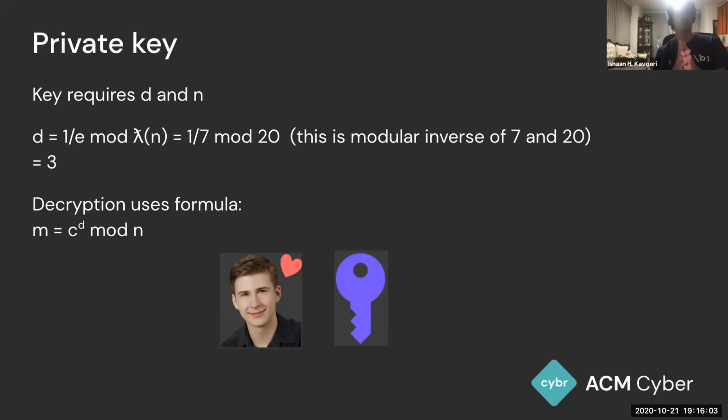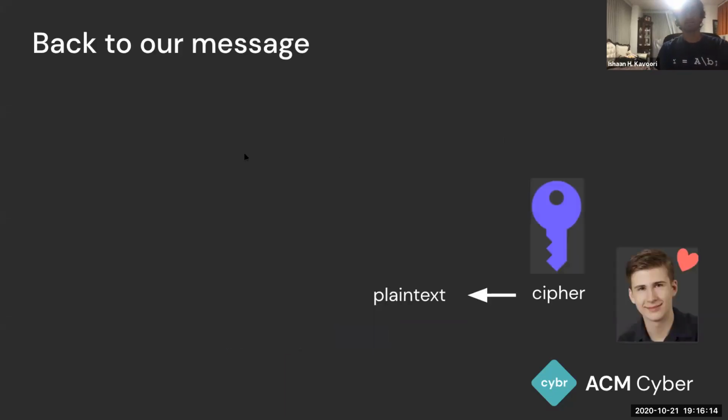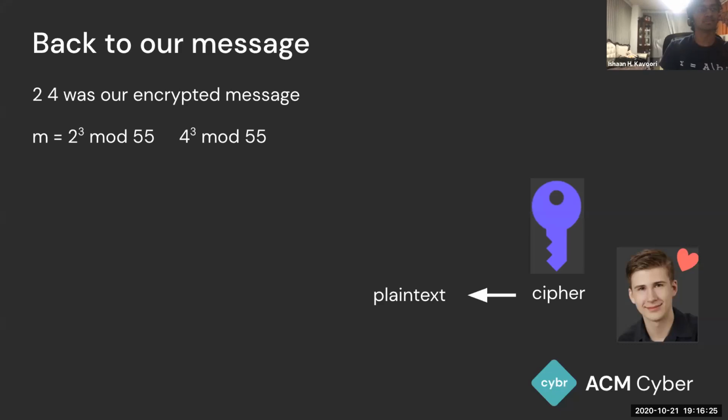And this key, the value of D, he's going to keep secret. He's going to keep to himself. Okay, so going back to the message, Aaron receives the ciphertext 2-4. And now he's going to decrypt this one letter at a time. So you apply that same formula, you get that, and I'll save you the time. What you get out is 8 and 9, which is exactly what the plain text was earlier.